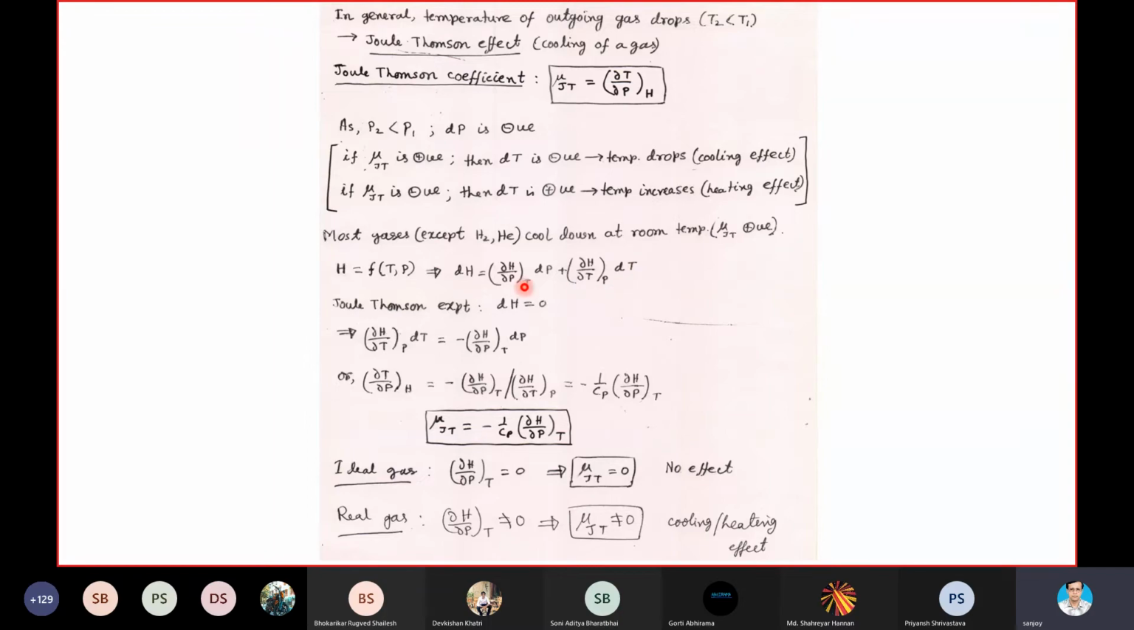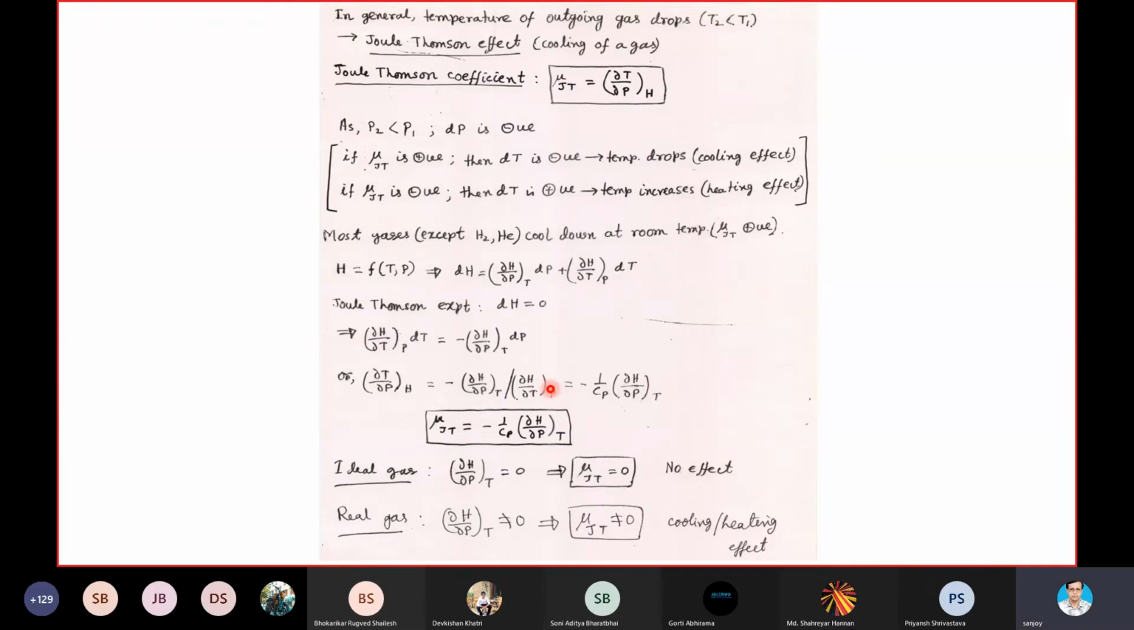Now from this experiment, we have already shown that dH equal to 0. It was an isenthalpic process. There is no change in enthalpy. If dH equal to 0, then from here you can write del H del P at constant T dP plus del H del T at constant P dT equal to 0, so the dT term equals minus the dP term. Why? Because I need to get this expression del T del P. So del T del P at constant H becomes minus del H del P at constant T, and this one comes in the denominator, del H del T at constant P.